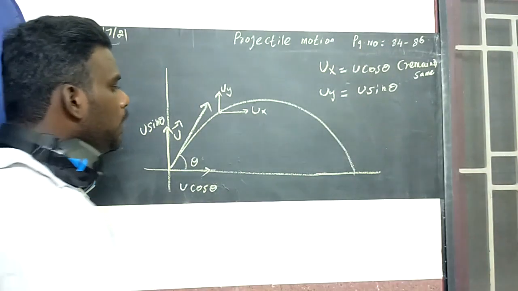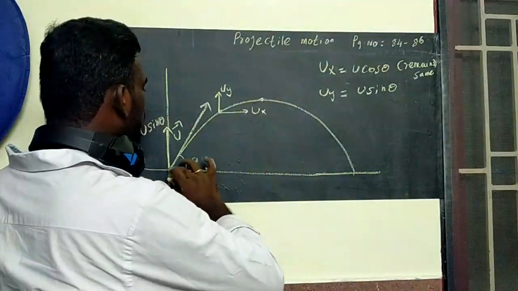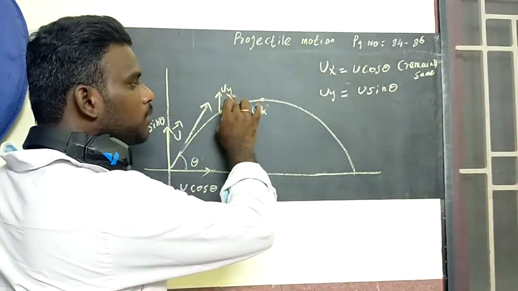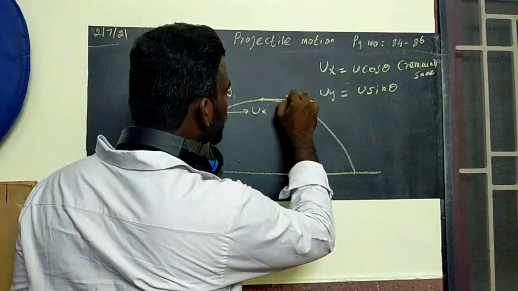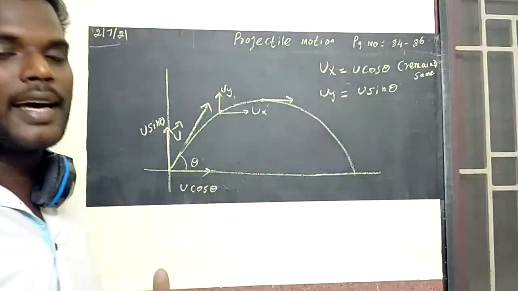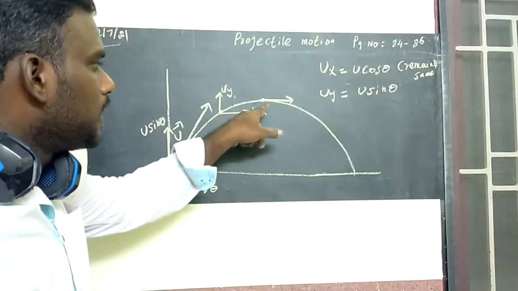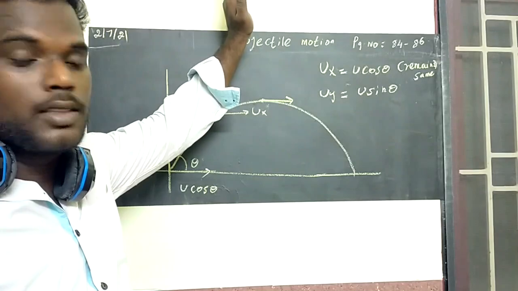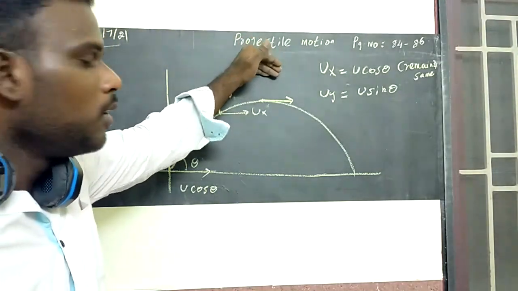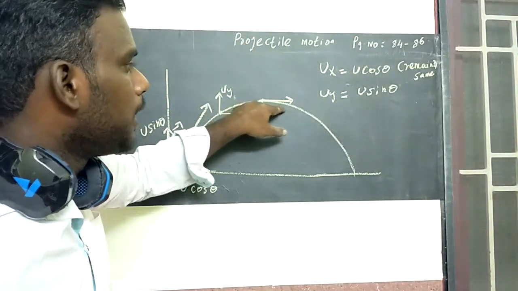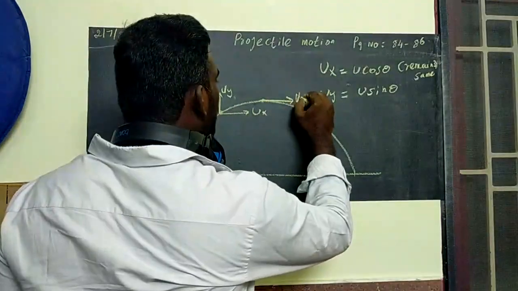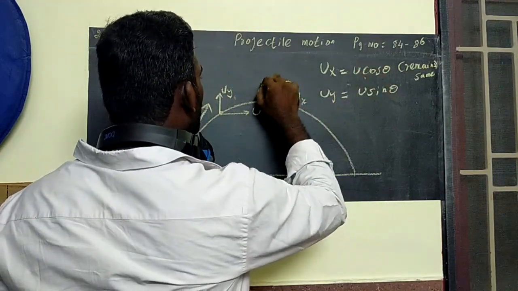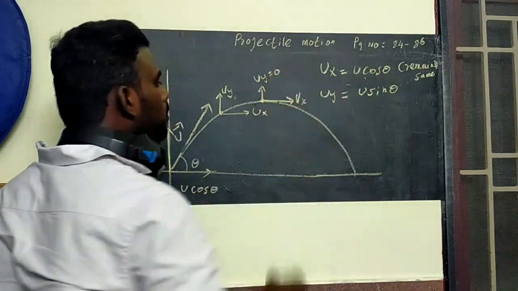Is that clear? Coming to the maximum point. When the body reaches the maximum height, what will happen? The final velocity becomes 0. There is only the initial velocity, which means that is due to the horizontal direction. In the vertical direction, when it reaches the maximum height, the velocity becomes 0. But what about the horizontal? It is always the same. At this point, the ux, what is that? That is always u cos theta, and uy is equal to 0.